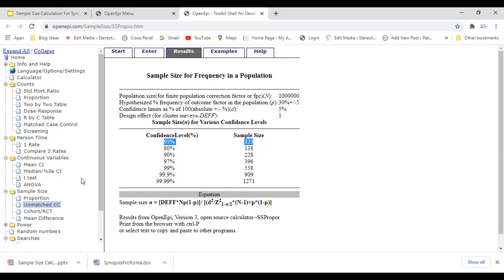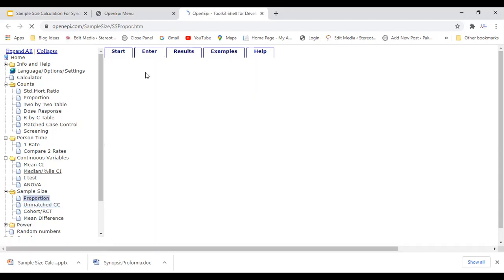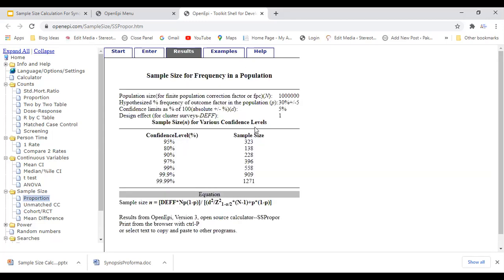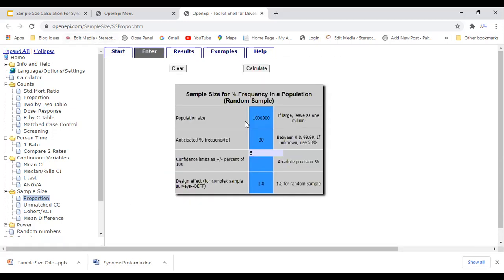This is for your, sorry, I was doing it for proportion. Now for proportion, this is here population size, anticipated frequency at 30, and confidence interval 5. Let's calculate the sample size. So this is the 323. As you can see, this 323 is your sample size. It is very easy to calculate. All you need to do is to input this thing.